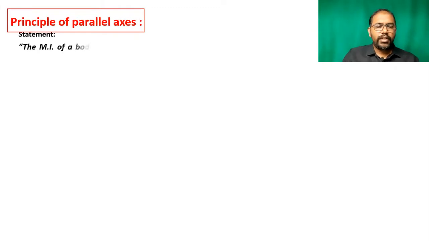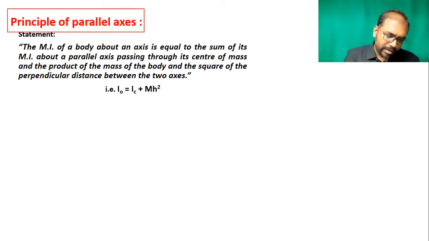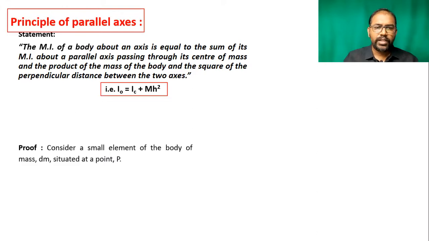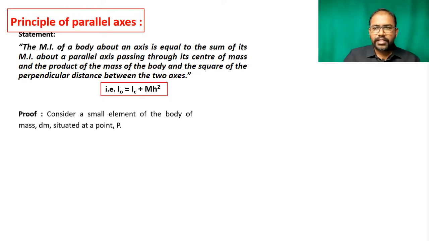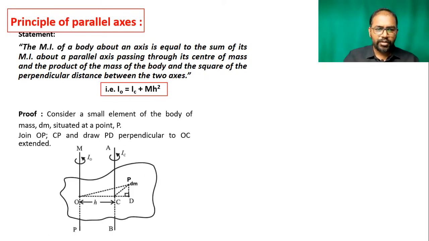So let me tell you the mathematical statement here. This is the mathematical statement. Now what is IO, what is IC, and what is MH square? So that we can consider in the proof. This is a diagram, you can see this diagram. In that diagram, O is any point here. C is the center of mass. You can see in the diagram, C is the center of mass.